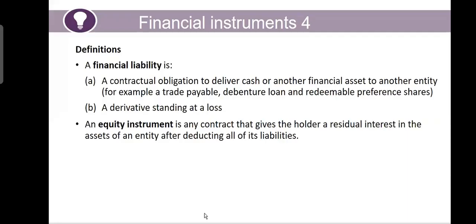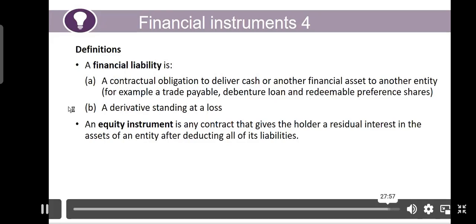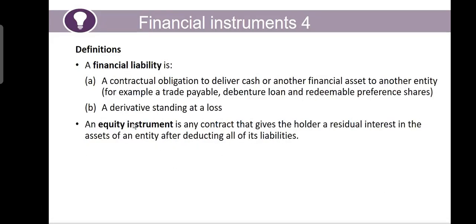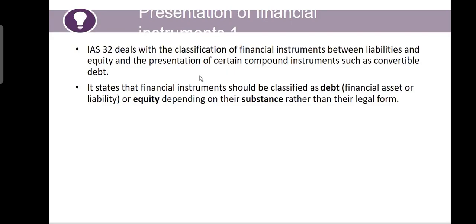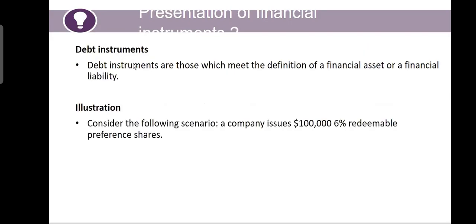So now we come back to our PowerPoint thing, where we left it. We went to the Excel and now we are coming back. So we already know that we discussed here a derivative. A derivative standing at a loss. Derivative we discussed, standing at a loss means that the market value was less, it was giving you loss. Or a derivative standing at gain. Then we talk about debt instruments. Debt instruments are those which meet the definition of a financial asset or a financial liability. Illustration, consider the following scenario: a company issues 100,000 6% redeemable preference shares.